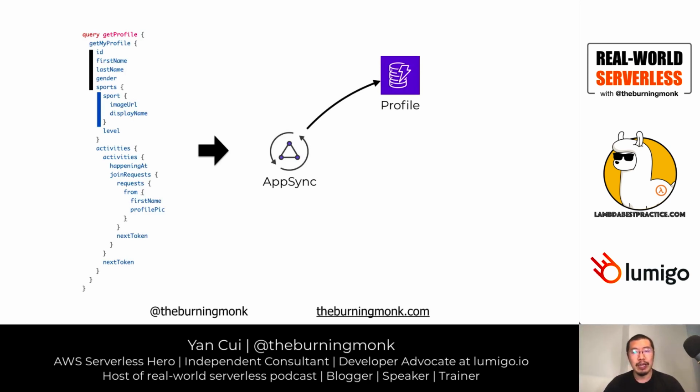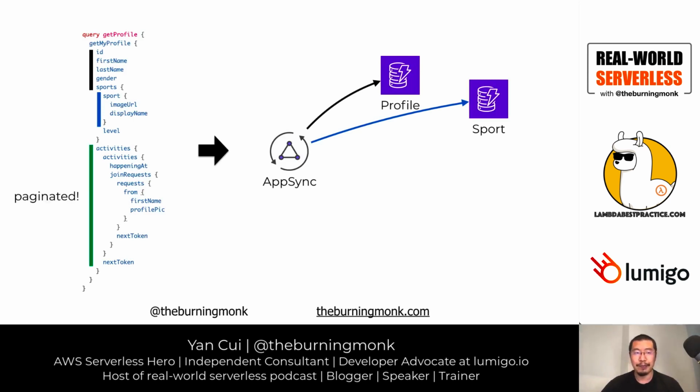So that means we need to expand those when the user asks for the information about their sports, and fetch the image URL and the display name for every sport that I'm interested in. So within GraphQL, this is called a nested resolver. In this case, AppSync can then fetch that information from another table, a sport table in DynamoDB. So we're all good here. There's no need for the client to send two separate API requests, so it saves us some additional round trips as well.